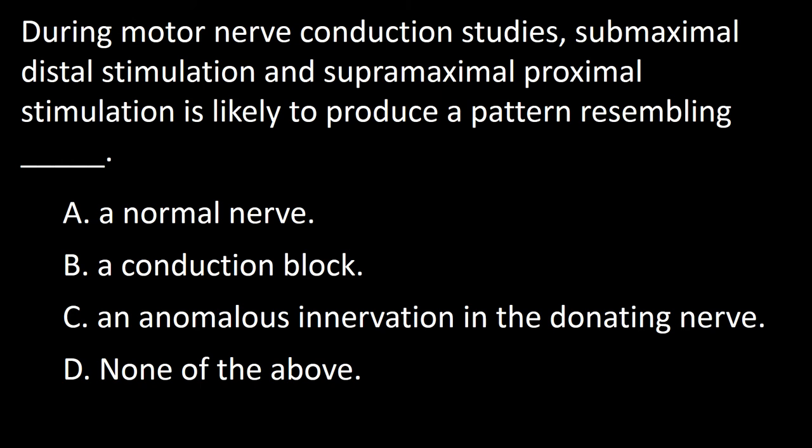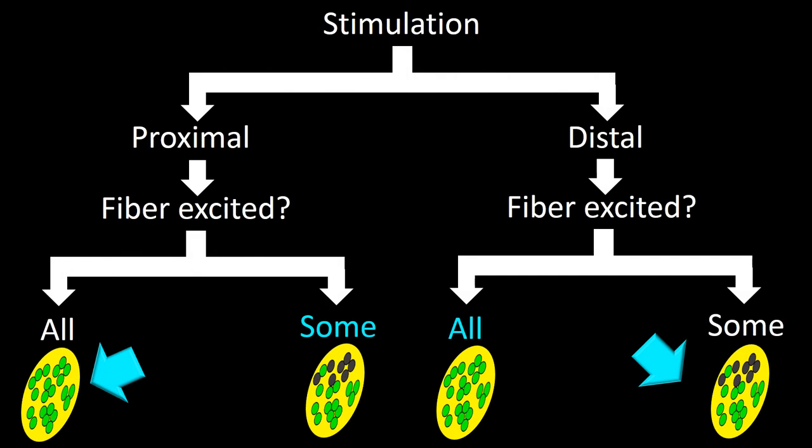Next question. During motor nerve conduction studies, submaximal distal stimulation and supramaximal proximal stimulation is likely to produce a pattern resembling: A, a normal nerve; B, a conduction block; C, an anomalous innervation in the donating nerve; D, none of the above. The parameters represented in this frame are those in the question. Distally, some fibers were excited, while proximally all fibers were excited.